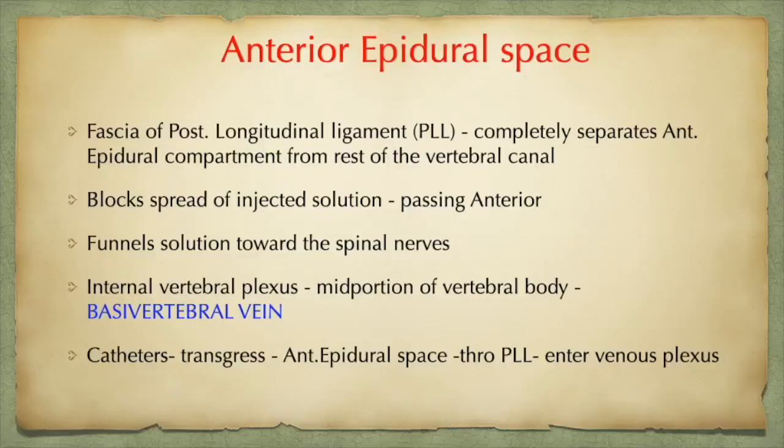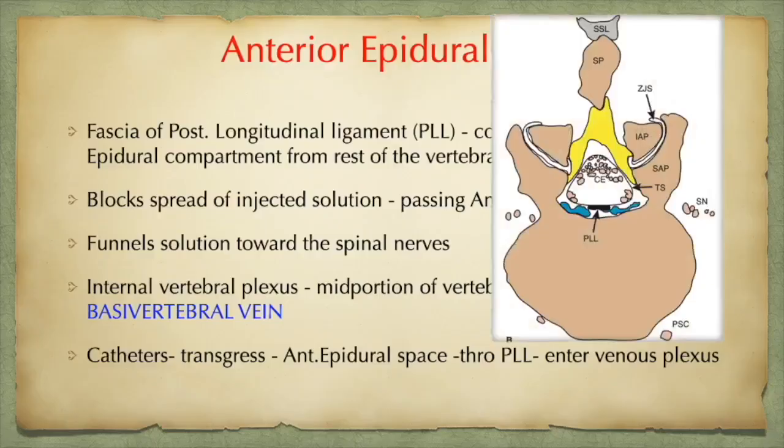The internal vertebral plexus will be there in the mid portion of the vertebral body. It is called the basivertebral vein. Sometimes the epidural catheter can transgress from the posterior epidural space into the anterior epidural space through the posterior longitudinal ligament and enter this basivertebral vein. This is the cause of bleeding into the epidural catheter. Sometimes you have a continuous aspiration of blood following epidural catheter insertion. The cause could be that the catheter from the posterior epidural space entered the anterior epidural space and pierced the posterior longitudinal ligament to enter into the basivertebral vein.